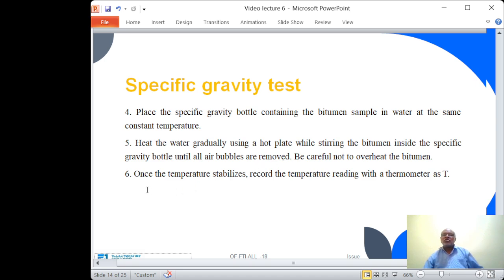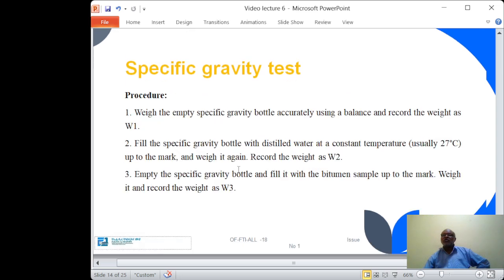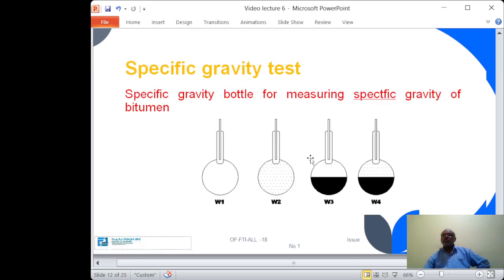Fifth, once the temperature is stabilized, record the temperature reading with the thermometer as T1. Seventh, remove the specific gravity bottle from the water using tongs and allow it to cool down to room temperature. Eighth, weigh the specific gravity bottle containing the bitumen sample and record the weight as W4. This is the weight W4.